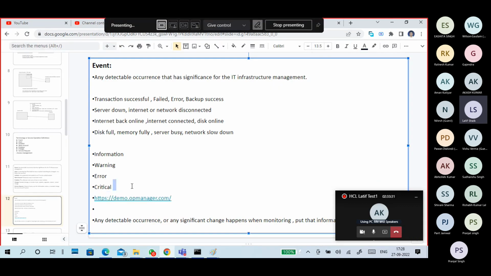Guys, so this is about monitoring: when you monitor what is going on, the notification of any detectable occurrence in the infrastructure.